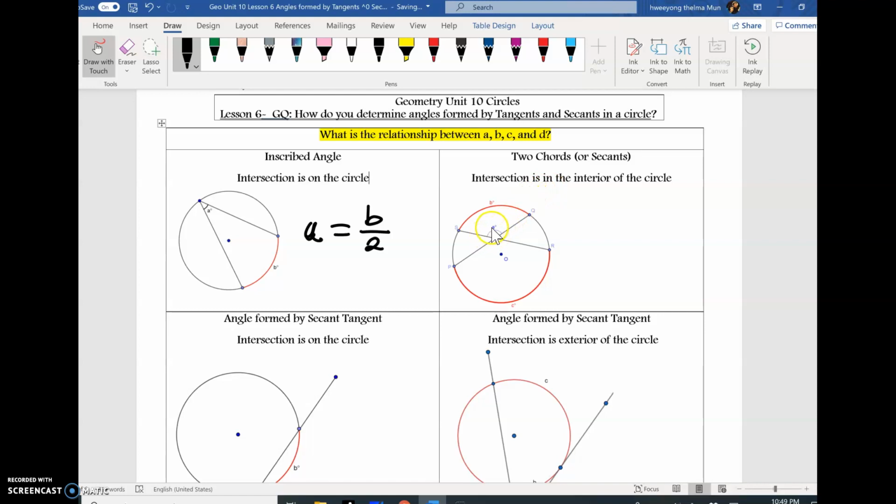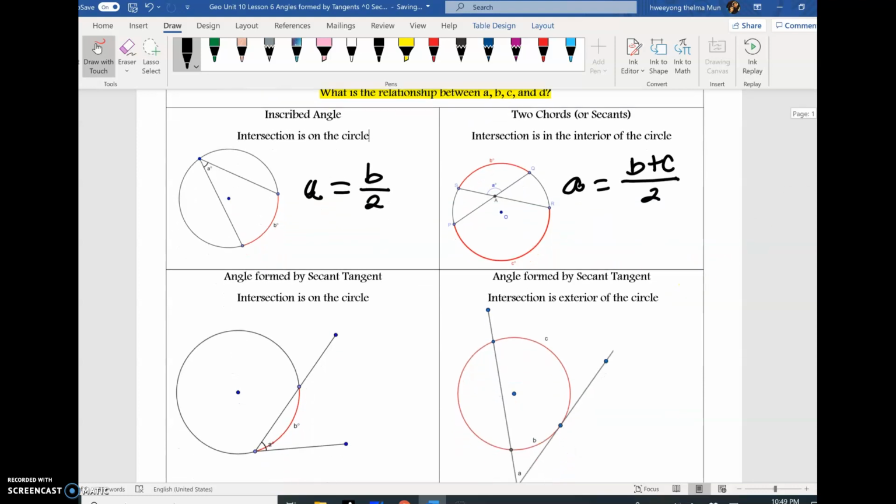Okay. So let's take a look at the chords here. Angle a here is the angle that is formed by the two chords. The intercepted arcs are arc B and arc C, or measure B, measure C. So to figure out angle A, A would equal the sum of B plus C and then divide by 2. So there's the 2 that we talked about prior.